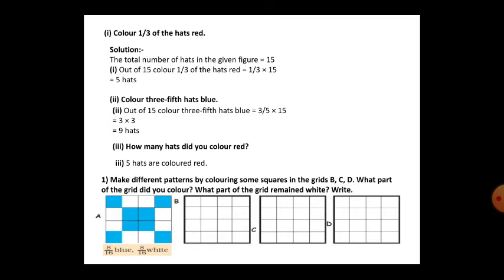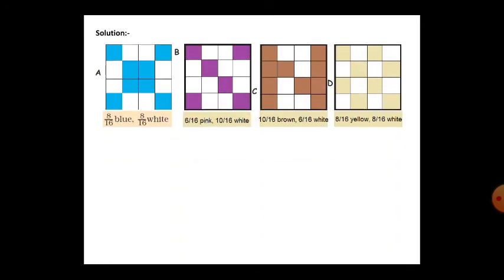You can count, 8 boxes are colored with blue. That is the reason, because all the boxes are equal, the total number of boxes is 16. So 8 by 16 is the fraction. And what is the white fraction? The white boxes also are 8 only. So 8 by the total number of boxes, 16. Like that you have to do the activity.